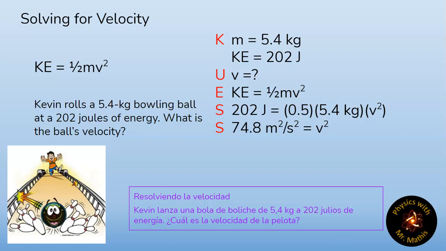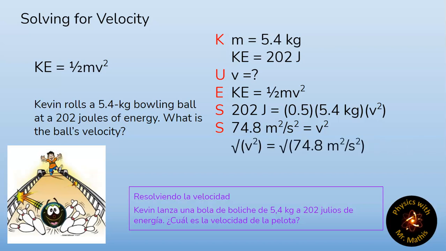We can divide both sides of the equation by 0.5 and by 5.4 kilograms to move all of the numbers to the left side and isolate our unknown v on the right-hand side. When we do that, we get v squared equaling 74.8 meters squared per second squared.